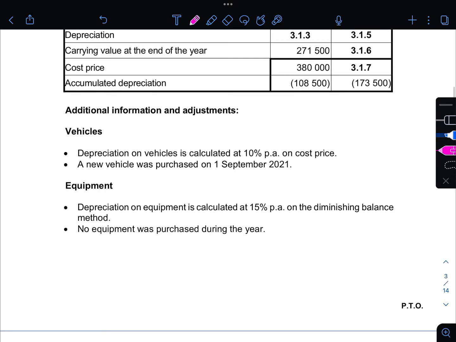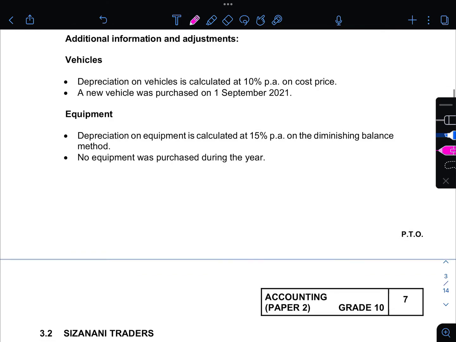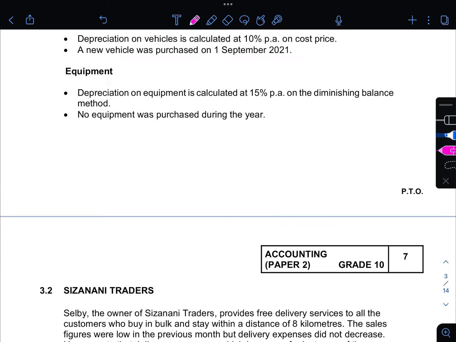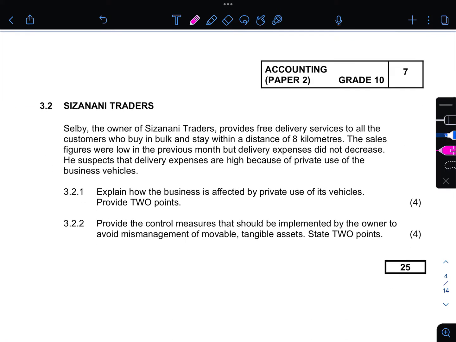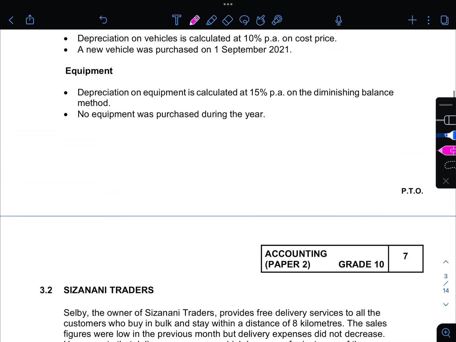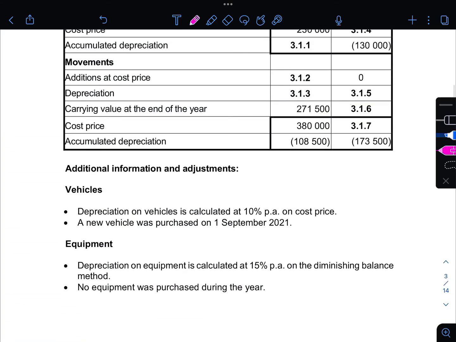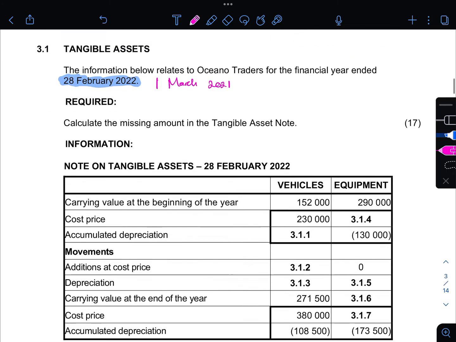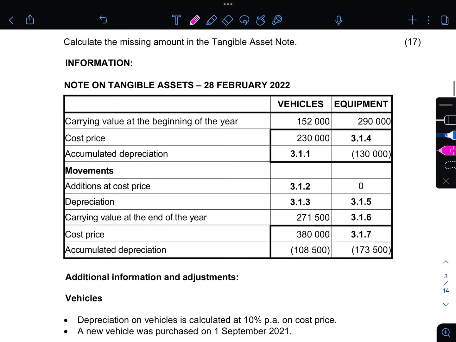Depreciation on vehicles is calculated at 10% per annum on cost price, and a new vehicle was purchased on the 1st of September 2021. Depreciation on equipment is calculated at 15% per annum on the diminishing balance method. No equipment was purchased during the year, so there were no additions. 3.2 is a different question, we will look at that later on. Now let us continue with 3.1 and see what we are supposed to calculate first.